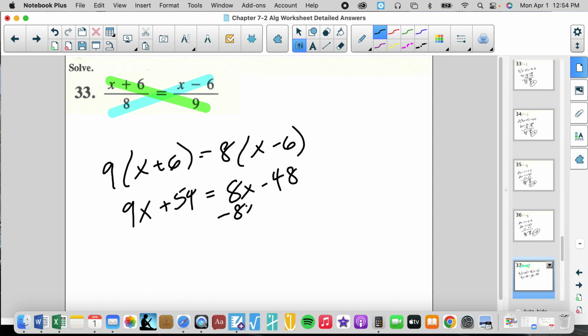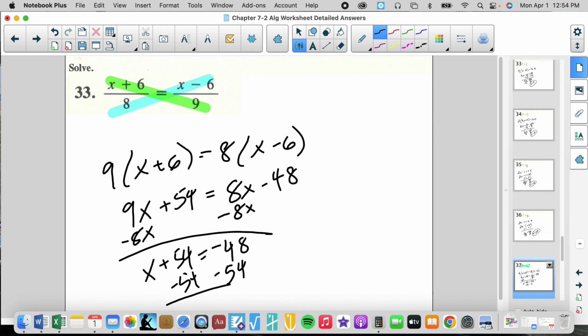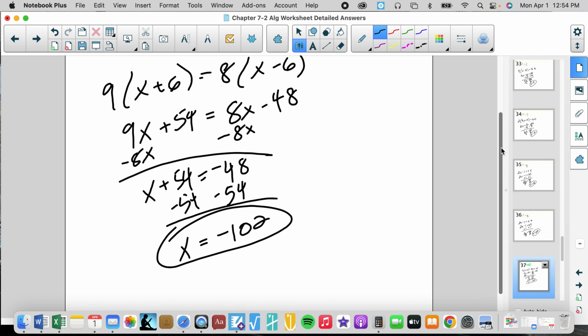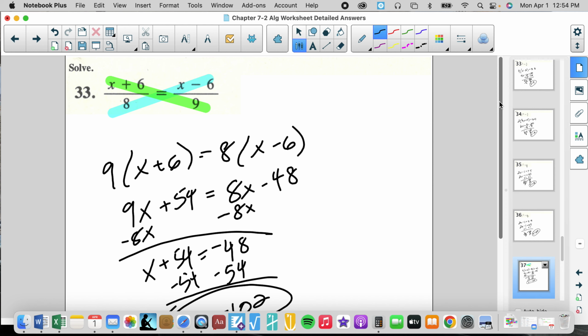Let's move the variables first. Always move the variables first. It'll be easier. Minus 54. Minus 54 gives us 102. x equals negative 102. All right. So negative 102. Negative 108.